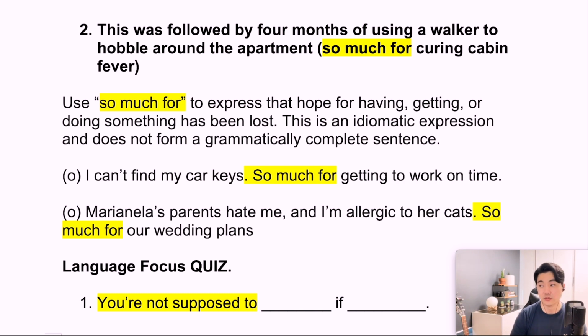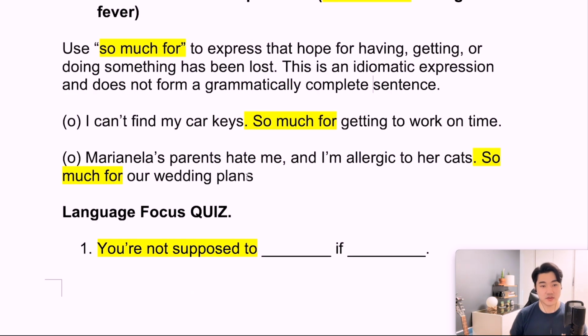So, if we look at our examples, I can't find my keys. So much for getting to work on time. Alright. Next one. Marianella's parents hate me and I'm allergic to her cats. So much for our wedding plans.